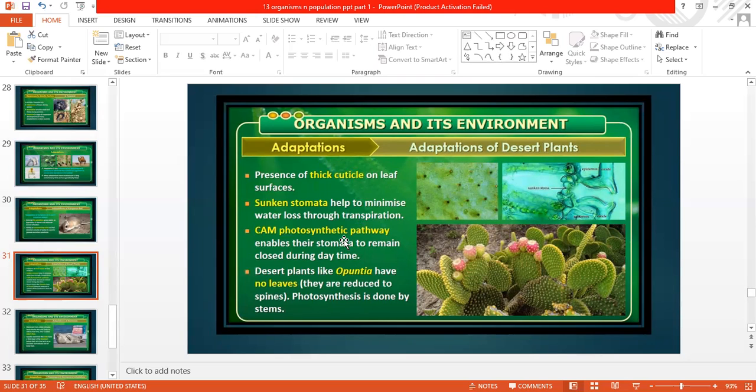In class 11th, you have studied about CAM, a photosynthetic pathway where the stomata remain closed in the daytime, but in the evening, they remain open, and it takes in carbon dioxide at night and then uses it up in the morning. Desert plant like opuntia, you can see over here, has no leaves. The leaves are reduced into spines and photosynthesis is done by the flattened stem.